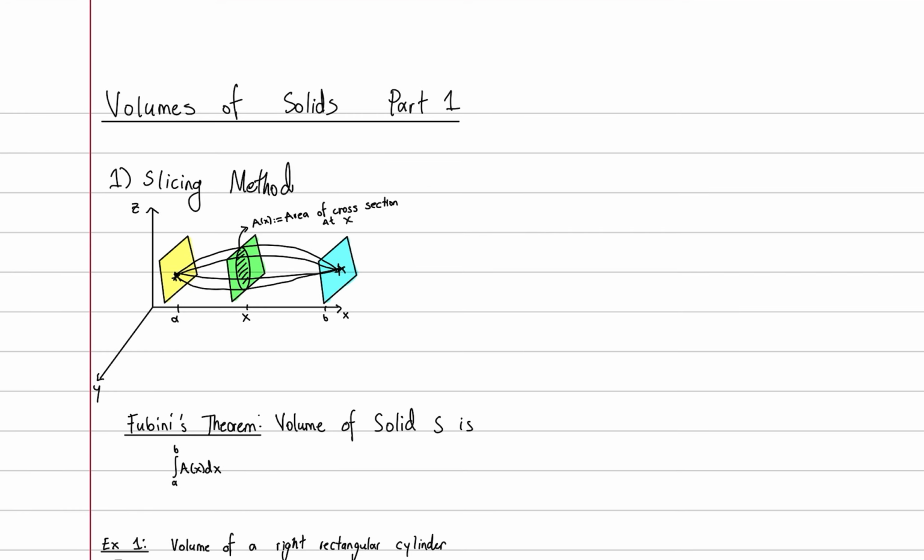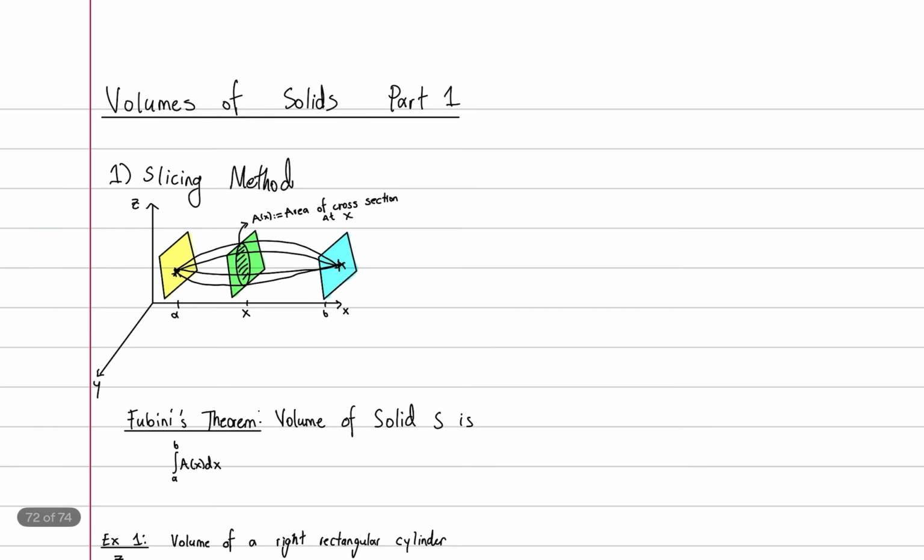We're going to be using the slicing method in this video. That is, we have this theorem, Fubini's theorem, that tells us if we have a 3D solid with three dimensions, x, y, and z, and we have two bounds, and we can find the area of the cross section at any point x as a function A of x, we notice how these planes are all parallel to the yz plane.